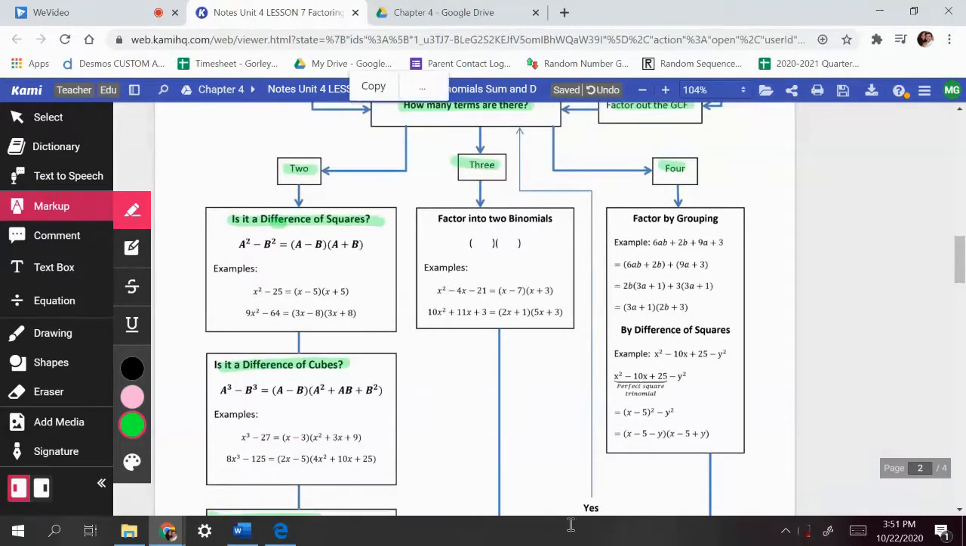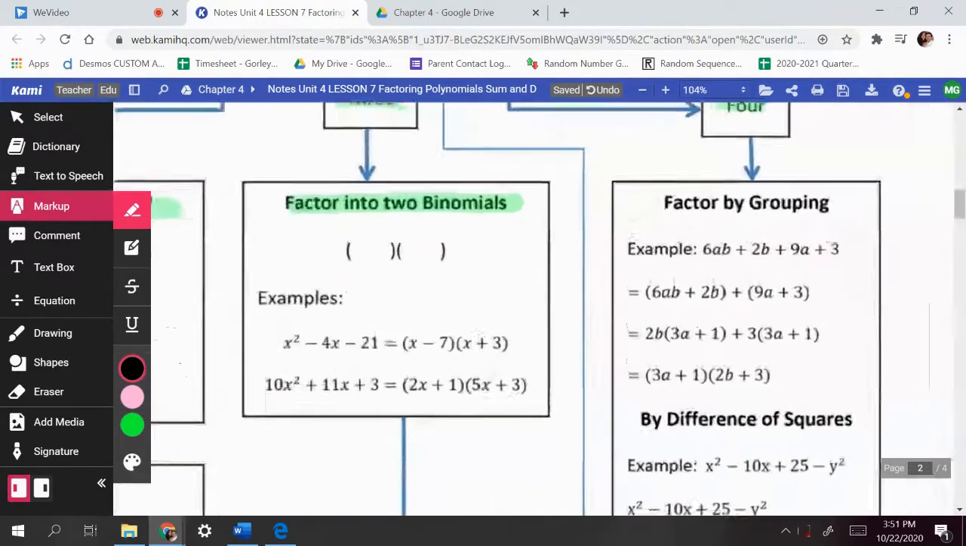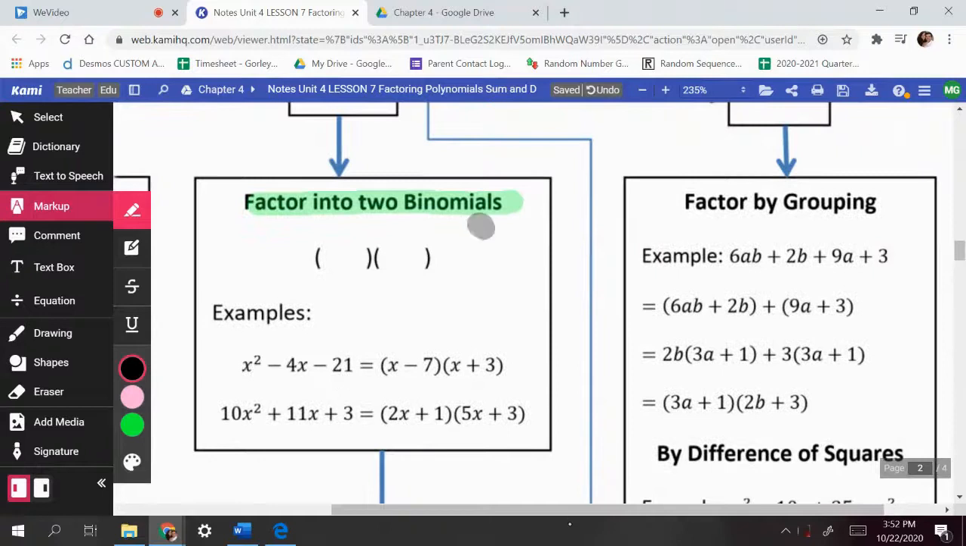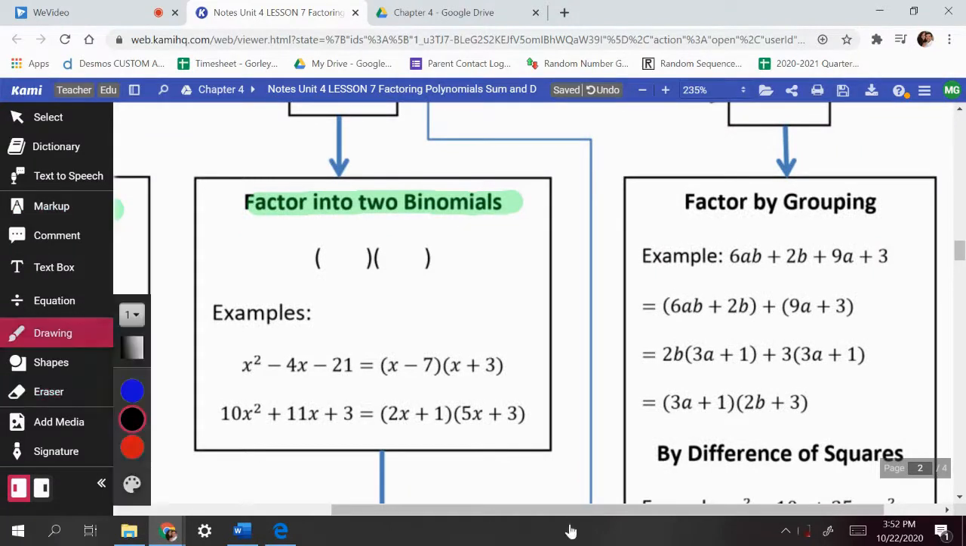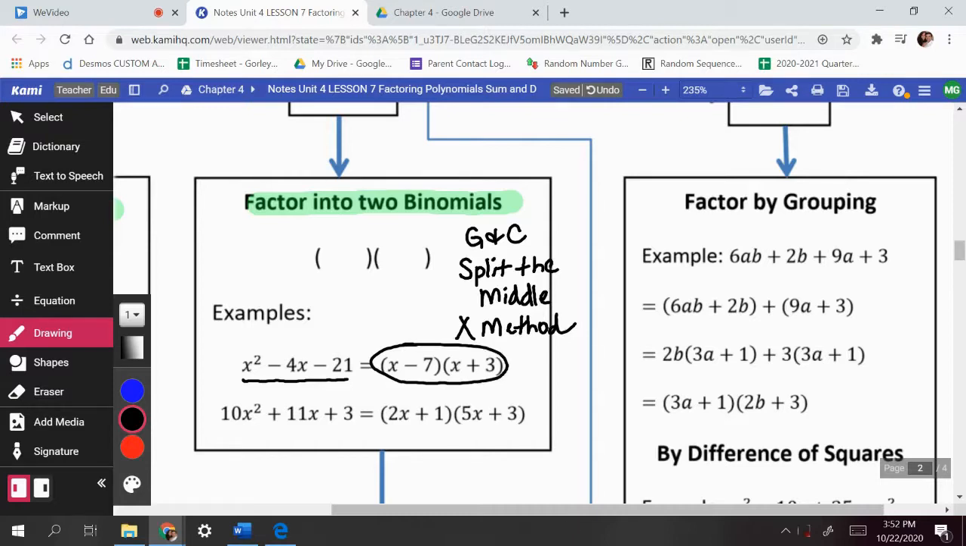If we've got 3 terms, we're going to factor it into 2 binomials. Remember, with this, we can either use guess and check, split the middle, or X method. So I'm going to just put a note in here that this might mean guess and check. This could mean split the middle. Or you could use X method. So any one of those that works best for you, you're welcome to use. So you can see in this example, it's going to factor to x minus 7, x plus 3, right?